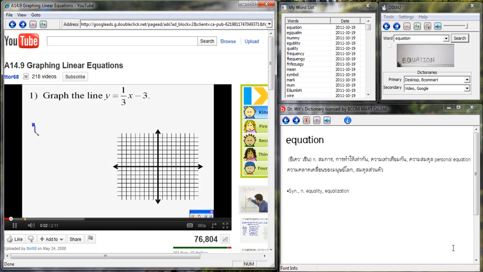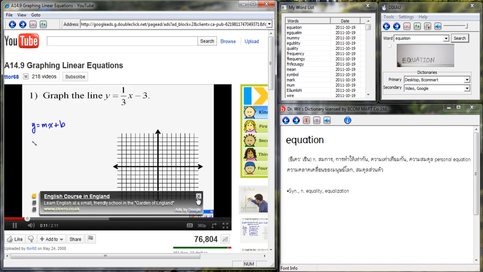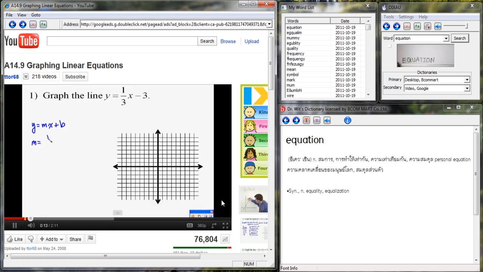The following video asks us to graph the line y equals 1/3 x minus 3. To do this, we're going to use the slope-intercept form of a line, which is y equals mx plus b, where m is the slope and b is the y-intercept. So, in this case, the slope is 1/3 and the y-intercept is -3.